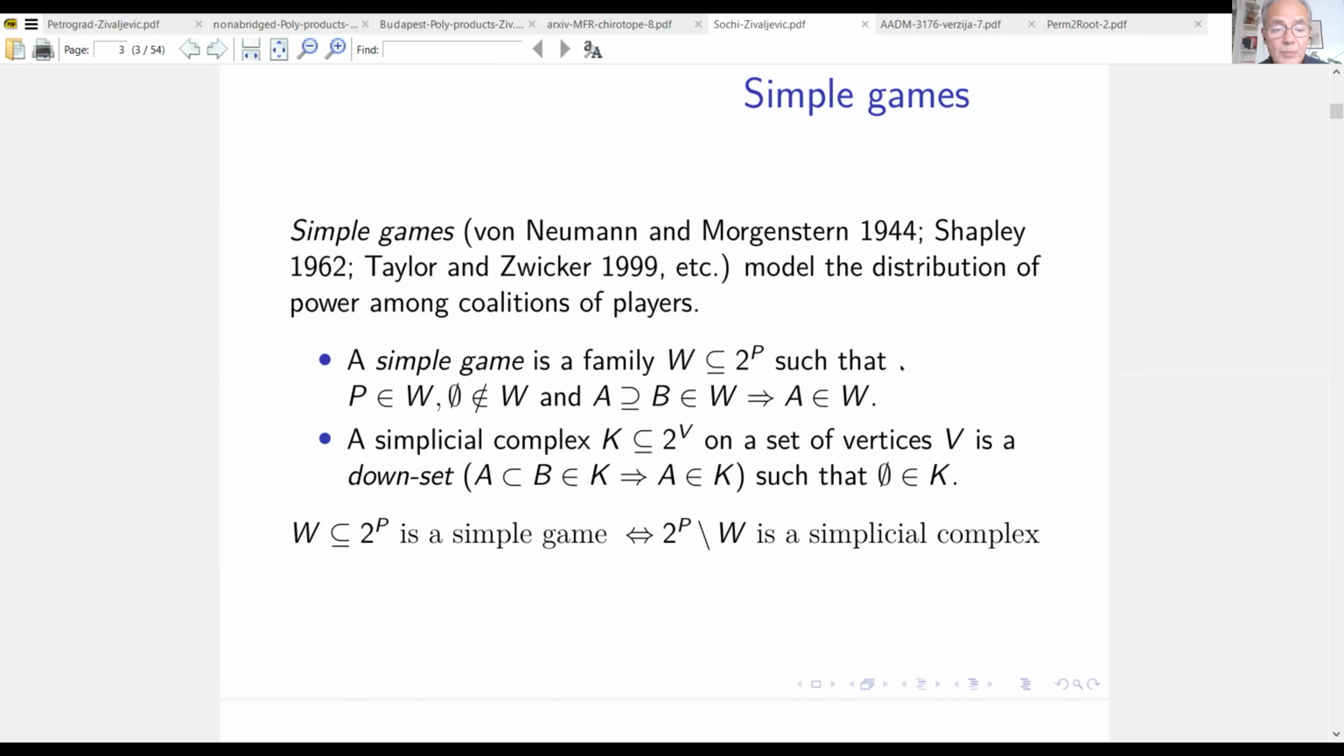Now, a simplicial complex is a very familiar object in combinatorics and topology, very similar in the sense that it is dual. And the last sentence here, which says that a simple game is simply the complement of a simplicial complex, may appear somewhat disappointing. But this is a very interesting situation where essentially the same object, a simple game as opposed to a simplicial complex, can be studied from two radically different points of view and still interact in a very interesting way. Okay.